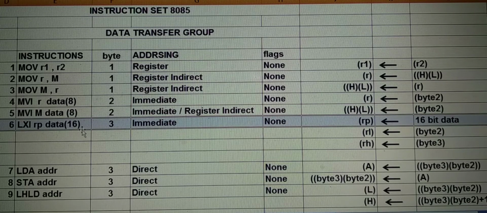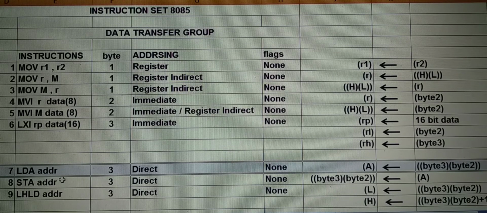LXI RP, data 16. This is a 3 byte instruction. The first byte is the operation code, the second byte is the low order data, the third byte is the high order data. The second byte goes to the low order register of the register pair, and the third byte goes to the high order register of the register pair.